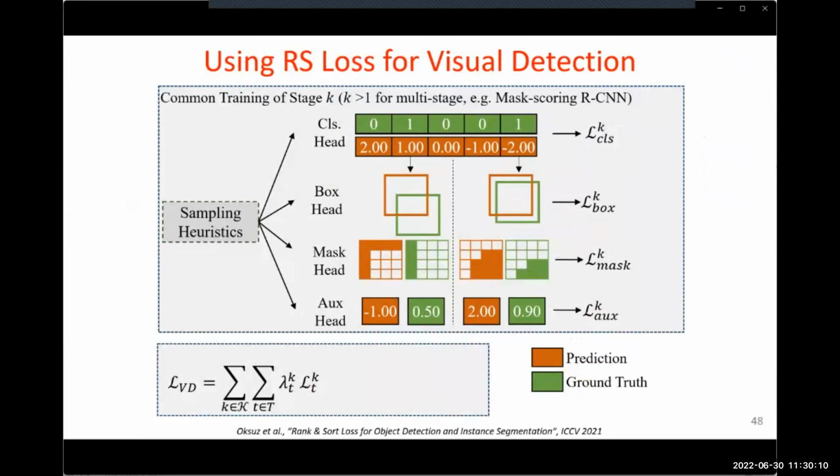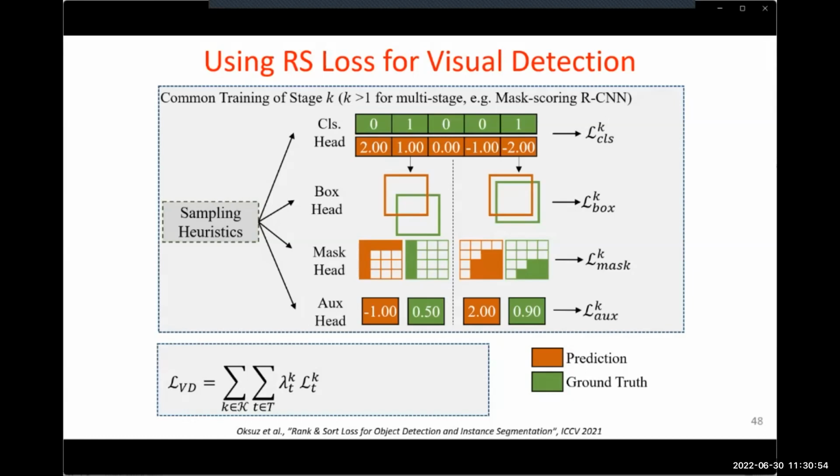This slide presents how rank and sort loss is used to supervise a generic visual detector. The upper part of the figure presents how the kth stage of a generic detector is trained. There can be sampling heuristics to address class imbalance, followed by classification, box regression, mask prediction heads, and an optional auxiliary head. All these heads have their own loss functions, and then the loss functions of each subtask from each stage are combined by a scalar lambda as shown in the bottom of the slide.